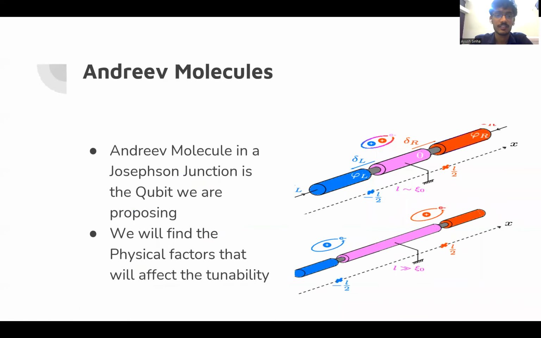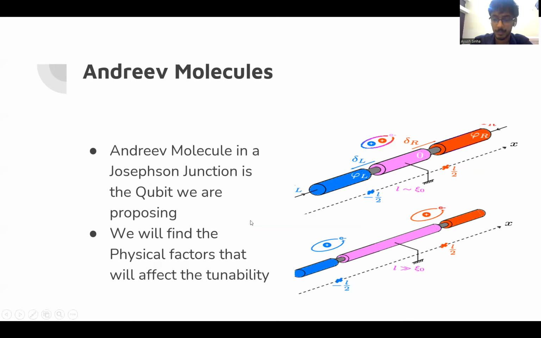So as I said, Andreev molecules in a Josephson junction is the qubit that we are proposing. Basically, we'll tune its energy levels, and this will be based on theoretical models, but we are proposing an experimental setup through which we can tune its energies based on physical factors.